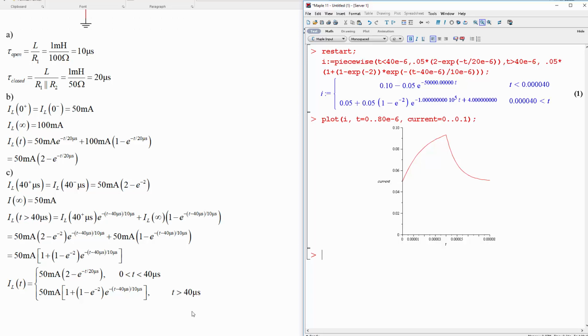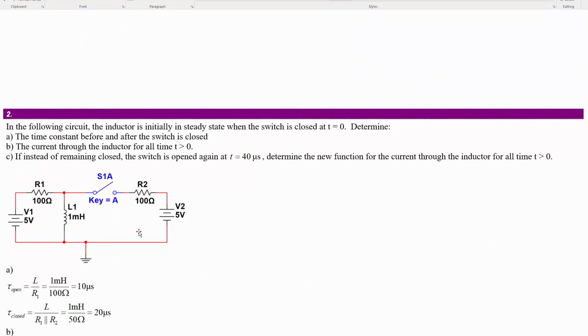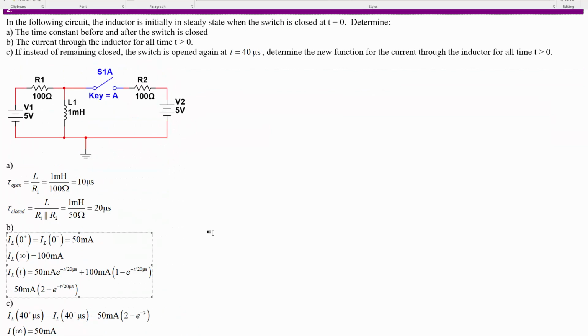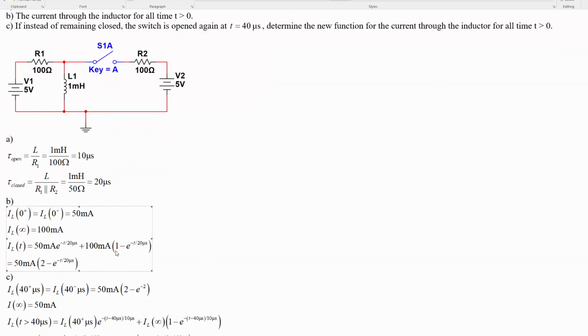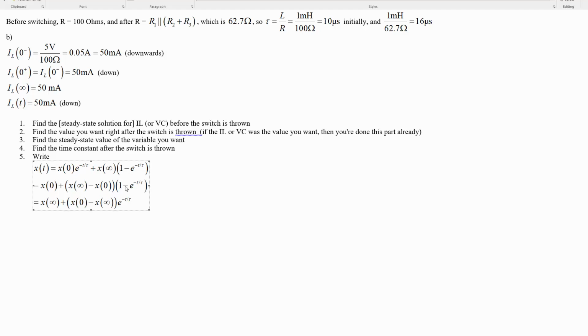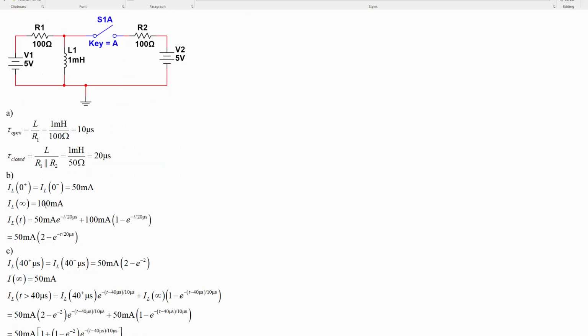So that's it. Again, the summary of this sort of situation: you use the resistance that the inductor sees, whether the switch is open or closed, in order to figure out its time constant. And the time constant is one of the pieces that you need, along with the steady state values before and at infinity, to figure out what your initial and final values are to sub into one of these functions. And then once you've done that, you can substitute into the functions.